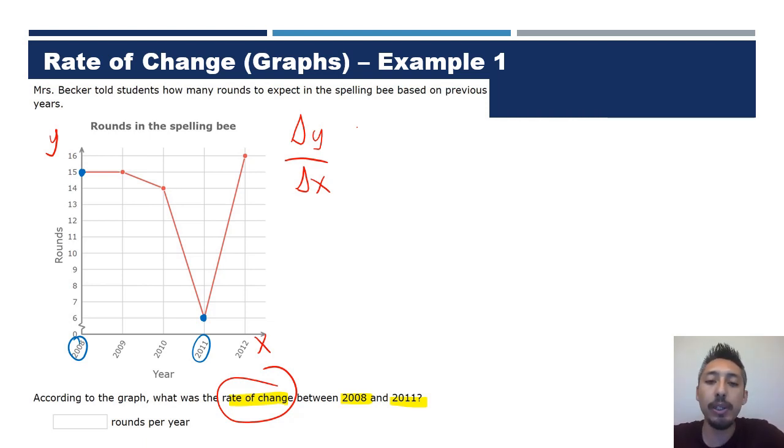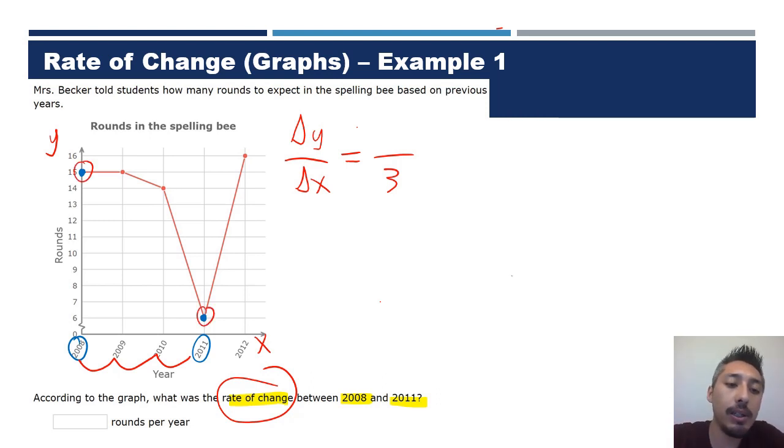Let's find the change for years first. From 2008 to 2011, the change was 3 years. And you can see this pretty clearly here. 1, 2, 3. 3 years. So in my fraction for my change of x, I'm going to put a 3 in the denominator. For change of y, we're going from 15 rounds to 6 rounds. So clearly we're going down. We go from 15 to 6.